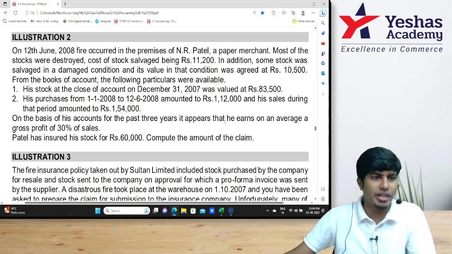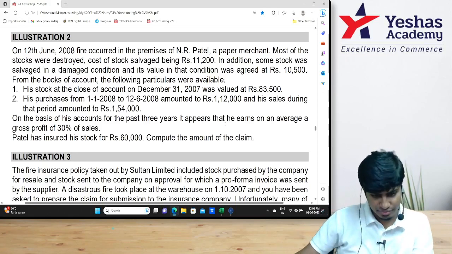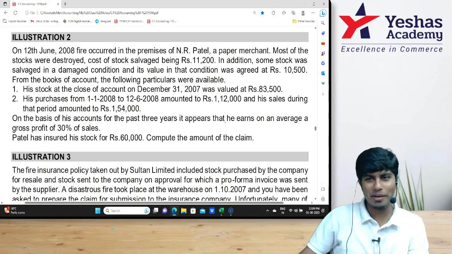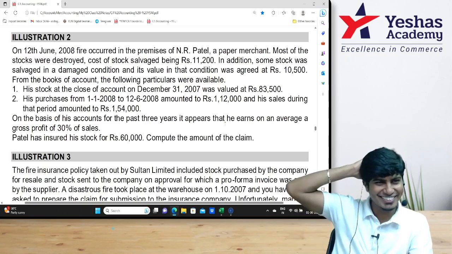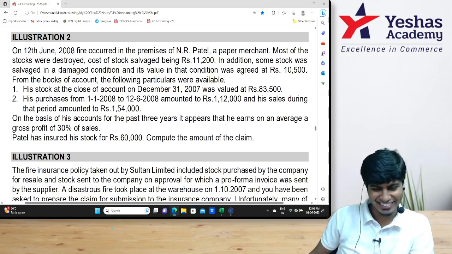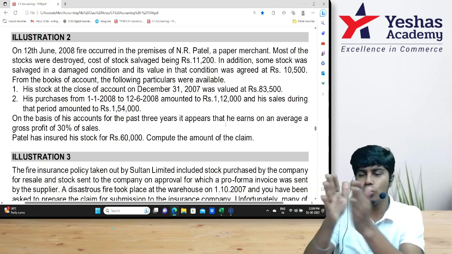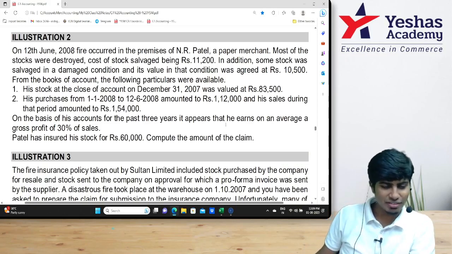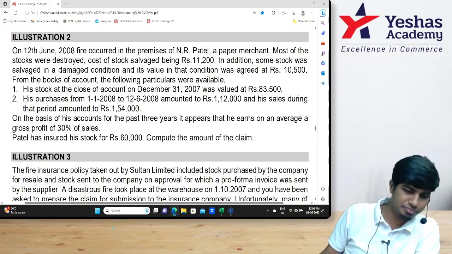Underline that, 12 June 2008. Write DOF, date of fire. Paper merchant. Wrong business to catch fire. Most of the stocks, balance stock, what do you do? You read like this and then the paper is saved. Okay. Cost of the stock. That half burnt stock or saved stock, they sold it for 11,200.